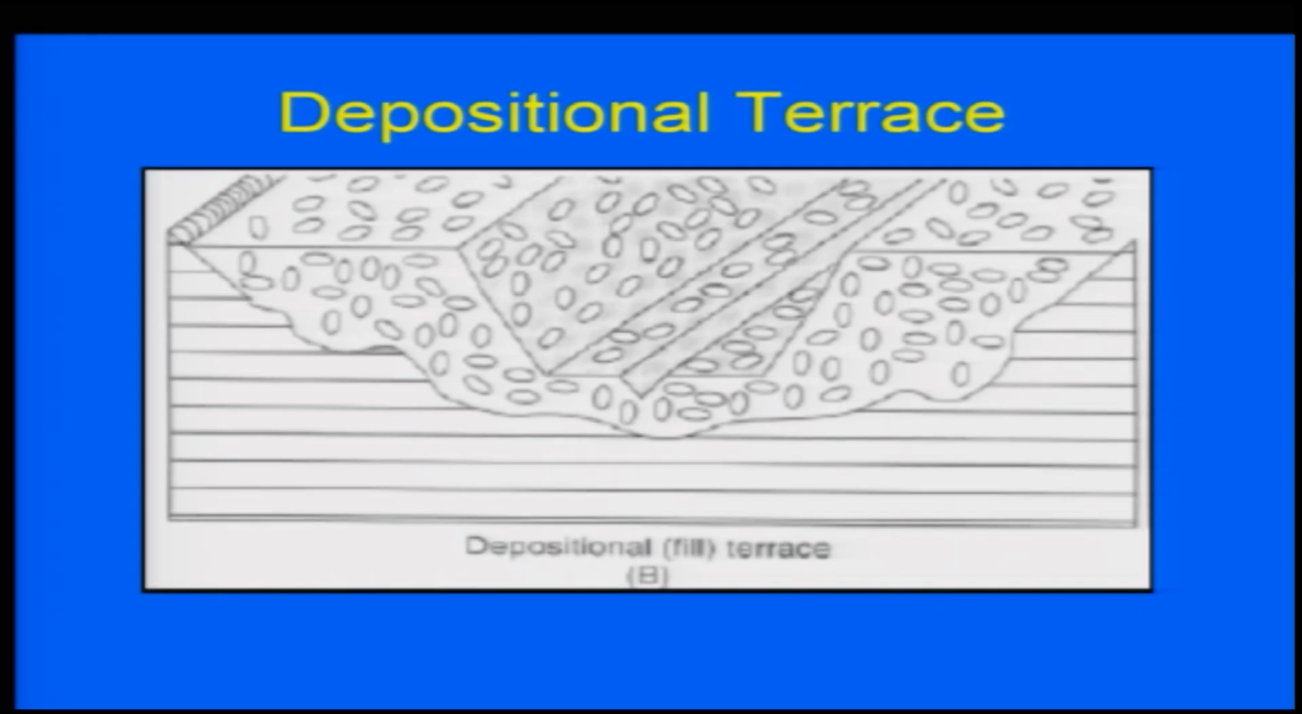Depositional terrace. Now what is the difference here is that it is not the section which you see here, it only shows the incision in the alluvium. So this is your river channel, and the incision what we see is within the alluvium. Hence such terraces are being termed as depositional terraces.